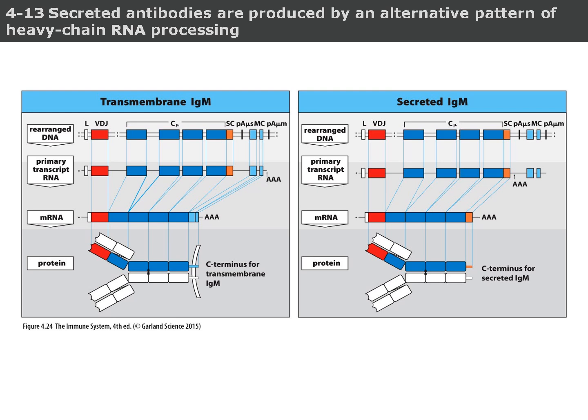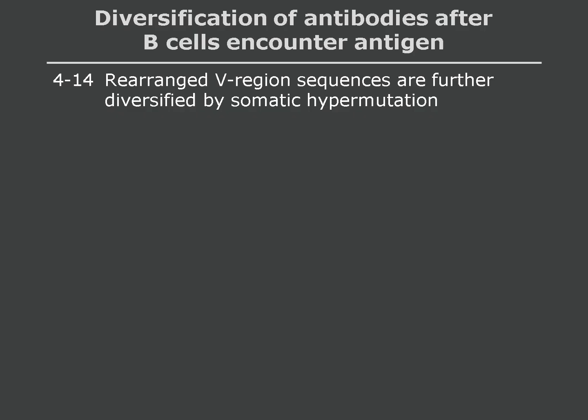On the right, the cell produces secreted immunoglobulin M. In this case, splicing removes the exons encoding the transmembrane region, leading to a messenger ribonucleic acid that produces a soluble antibody. This version is secreted into the extracellular environment. This alternative processing allows B cells to switch from displaying surface receptors to secreting antibodies, which is essential for mounting an effective immune response. Rearranged V region sequences are further diversified by somatic hypermutation.